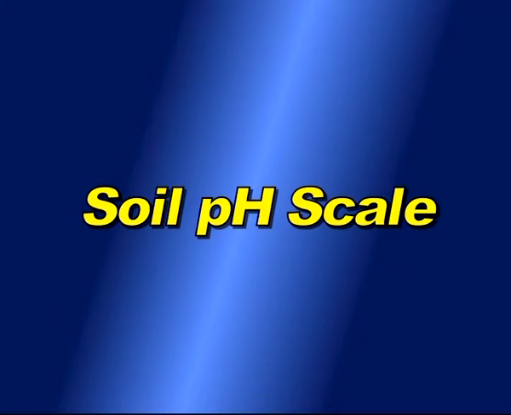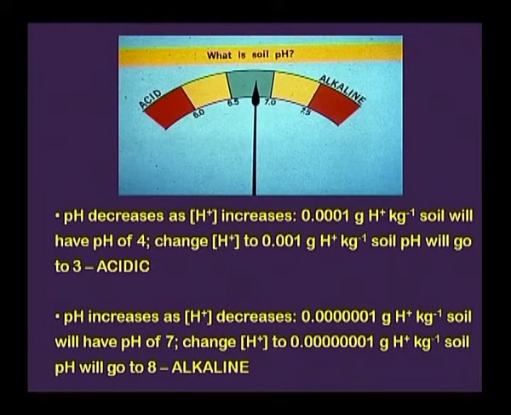This is the soil pH scale. pH of soil decreases as hydrogen ion concentration increases in the soil. 0.0001 gram hydrogen per kg soil will have a pH of 4. If the hydrogen ion changes to 0.001 gram per kg soil, pH will go to 3. It means when pH decreases from 4 to 3, there is a more acidic condition in the soil. The pH increases as hydrogen ion decreases in the soil.